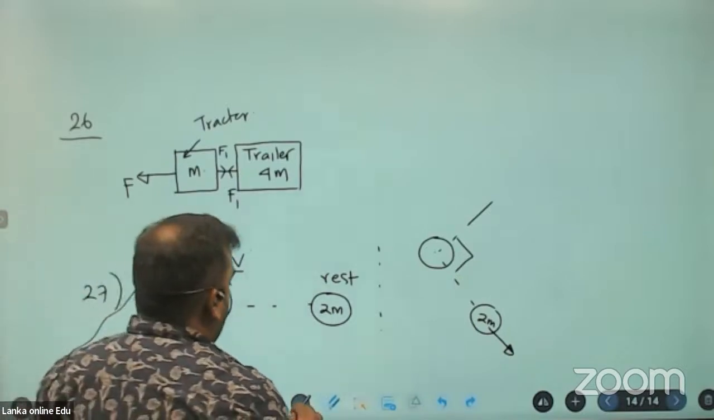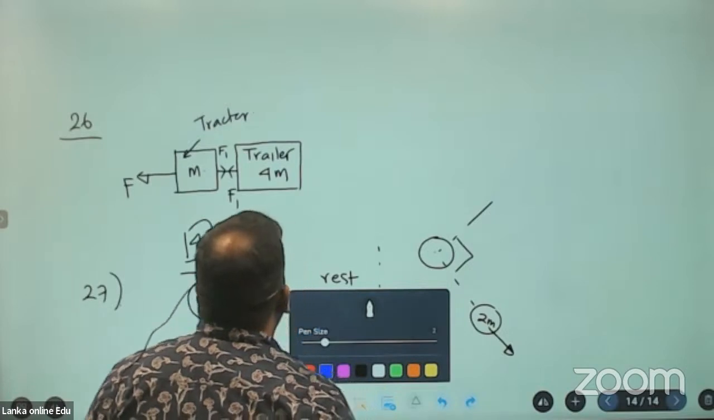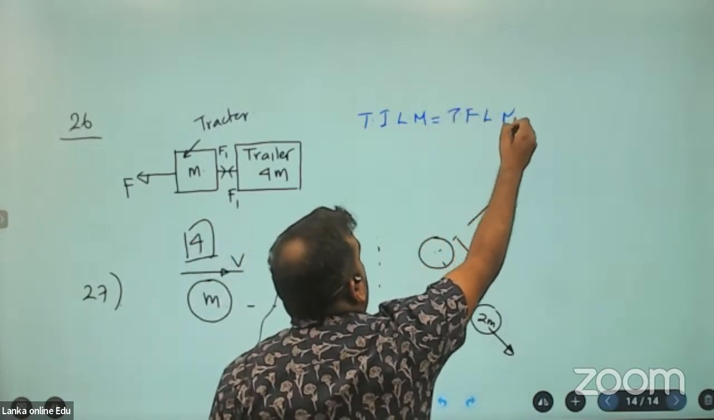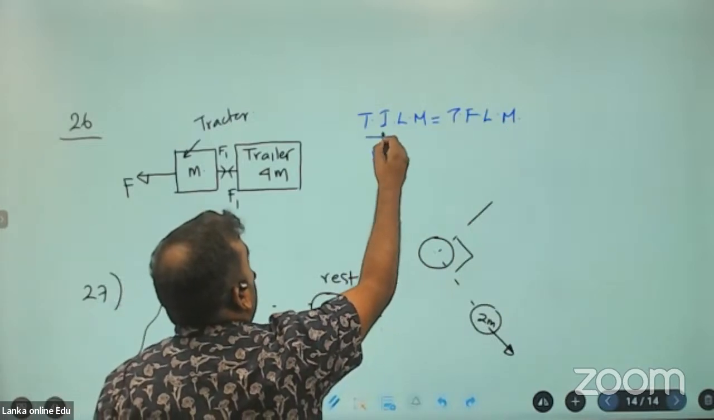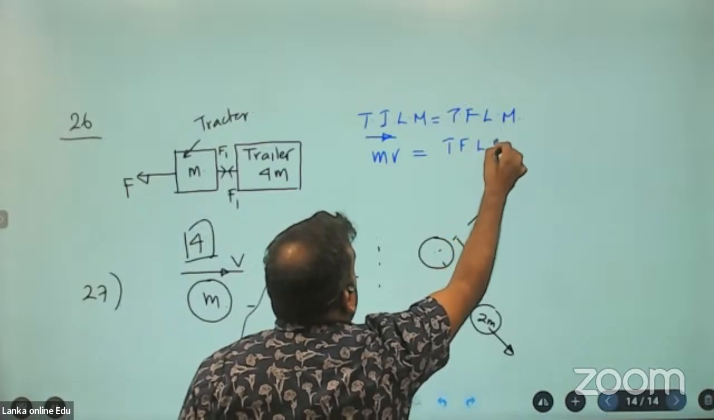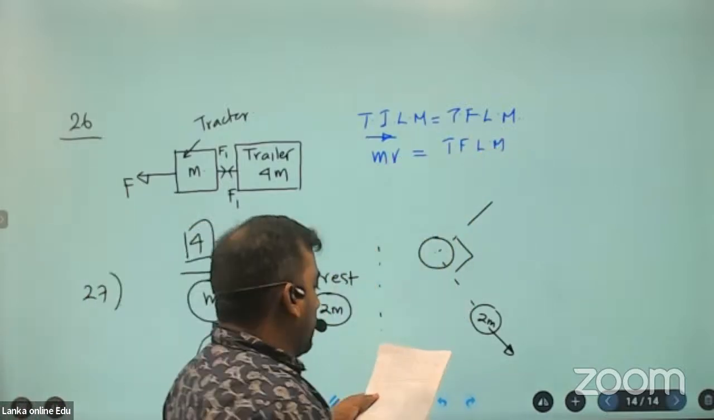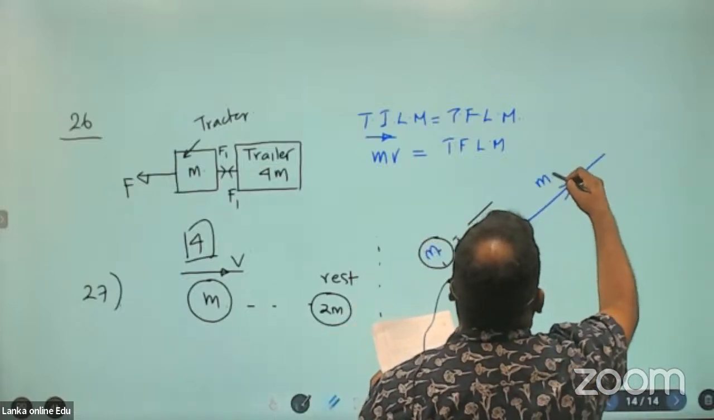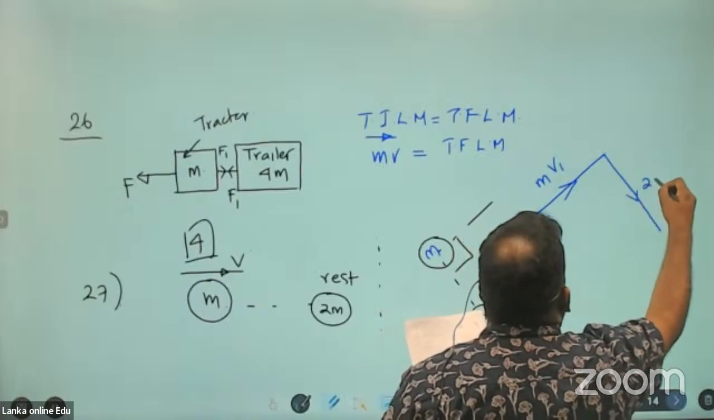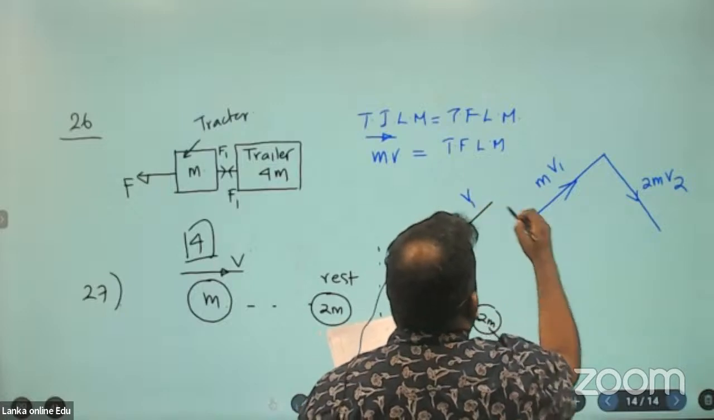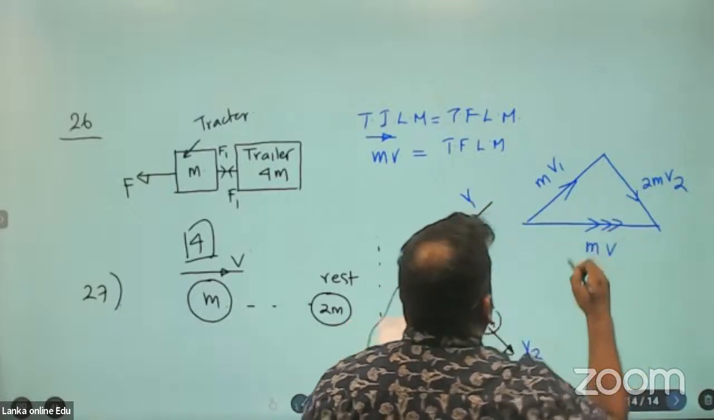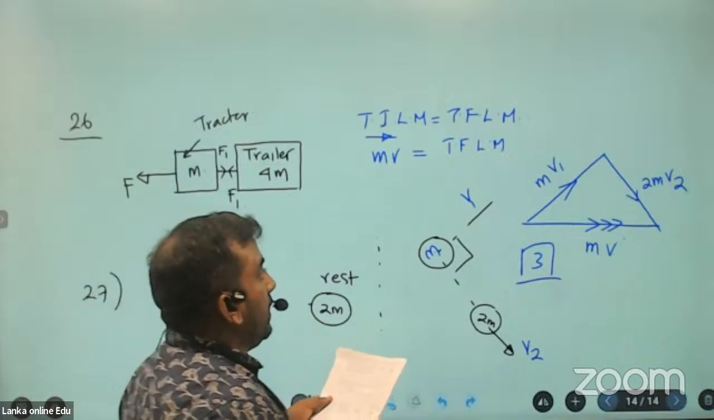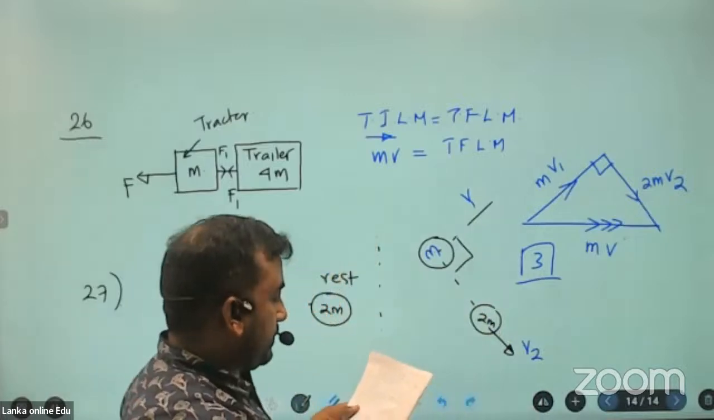Which vector diagram correctly represents the momenta after collision? So what's the rule? Total initial linear momentum equals total final linear momentum. Shortcut: the total initial linear momentum is mv, so the total final linear momentum is also mv for sure. When you draw the vector diagram, m with some velocity here, 2m with some velocity there, the initial and terminal points should give you mv. Correct answer is number 3, because these two are perpendicular to each other after collision.